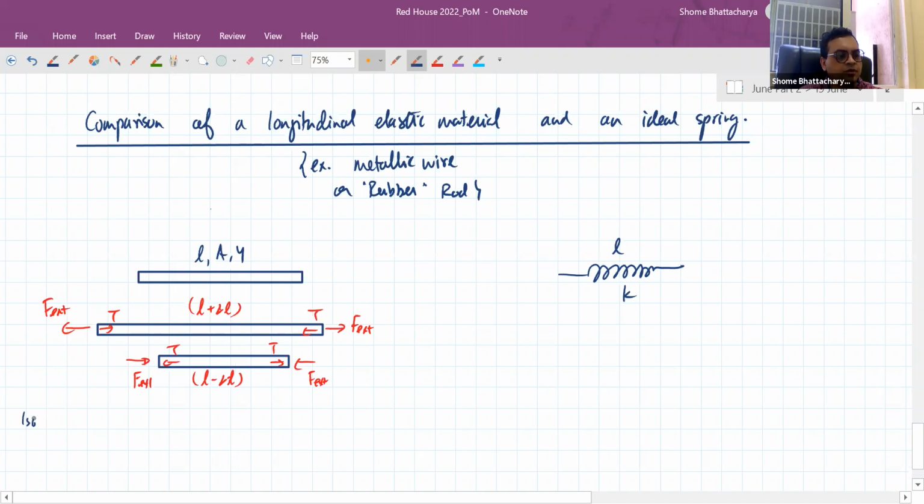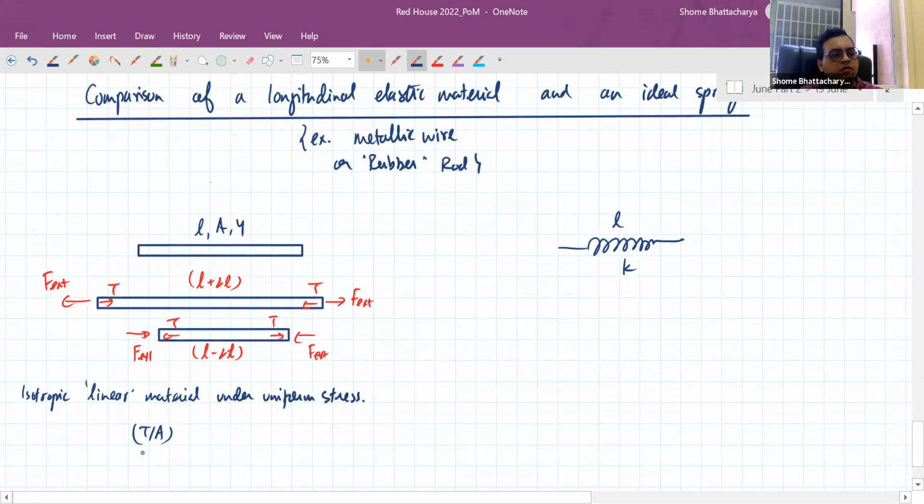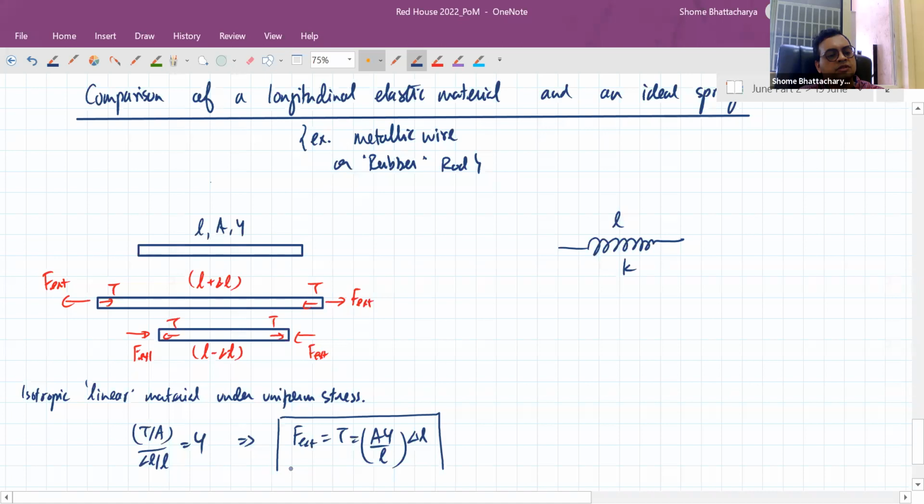It is an isotropic linear kind of material under uniform stress. So in that case, we have the relationship that stress upon strain is equal to Young's modulus. Okay, so from this we have the amount of external force balancing the internal restorative force, which comes out to be AY by L into delta L. So this is the relationship between force and the amount of deformity.